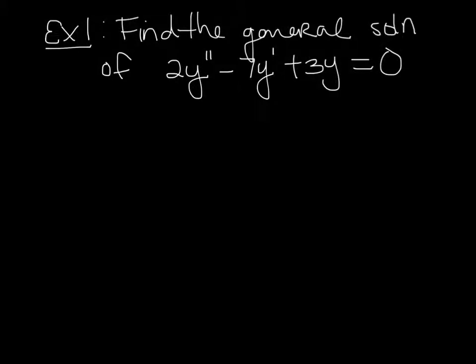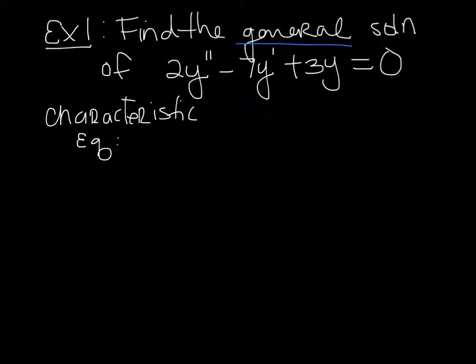Okay, so the first example is we're going to find the general solution of the following differential equation. So this is a second order, right? The highest derivative is 2. It's homogeneous because the right-hand side is equal to 0. So again, the key here is using the characteristic equation, the one that's very similar to the quadratic equation, or it is the quadratic equation.